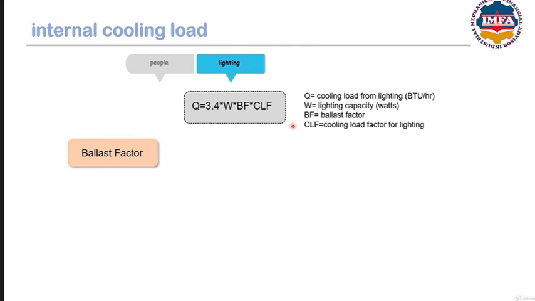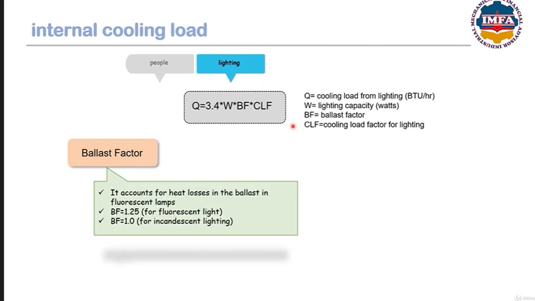Now, ballast factor is a new term. We'll understand a little about this term. It accounts for heat losses in the ballast in fluorescent lamps. The ballast is a component used in lighting which controls the current and is thereby involved in heat load and cooling load calculation. The value of this ballast factor is taken as 1.25 for fluorescent light and 1 for incandescent lighting. This is a very simple value and should be memorized for easier calculations.